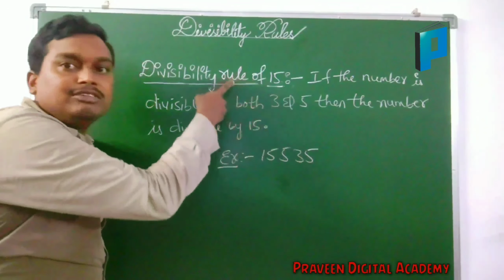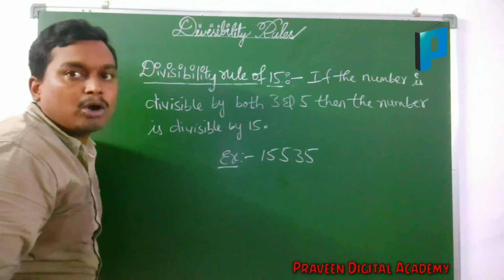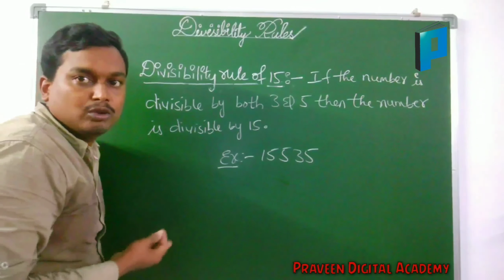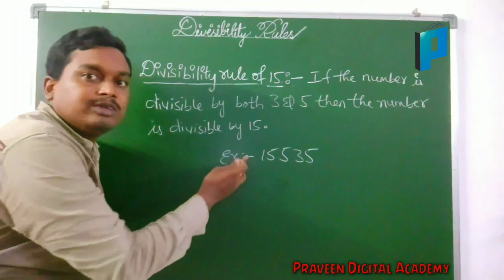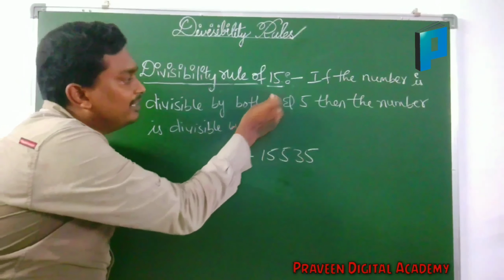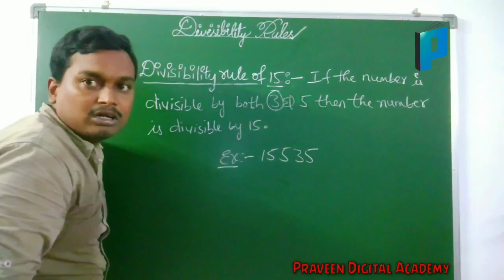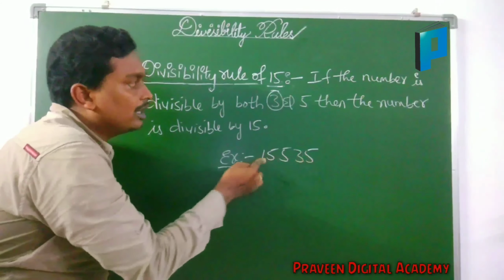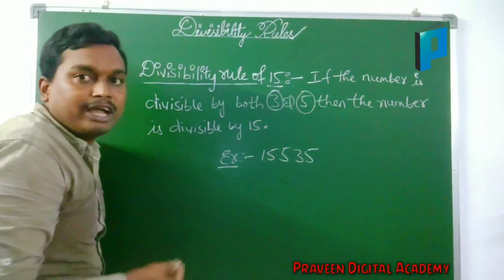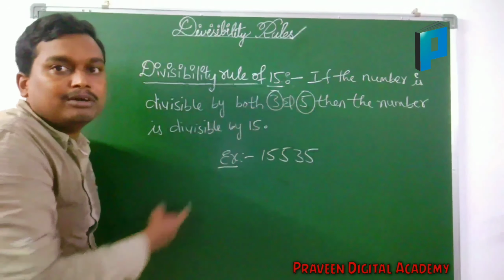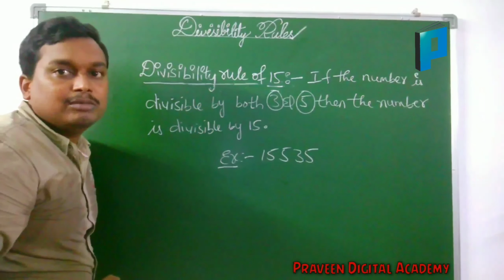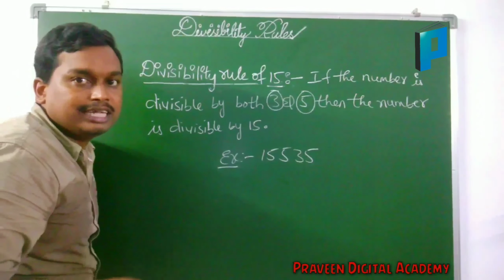You should check whether this number is divisible by 15 or not. For that, there is no direct divisibility rule. What you have to do is check whether this total number is divisible by 3 or not, and also whether it is divisible by 5 or not. If the number is divisible by both these numbers, then only it is divisible by 15.